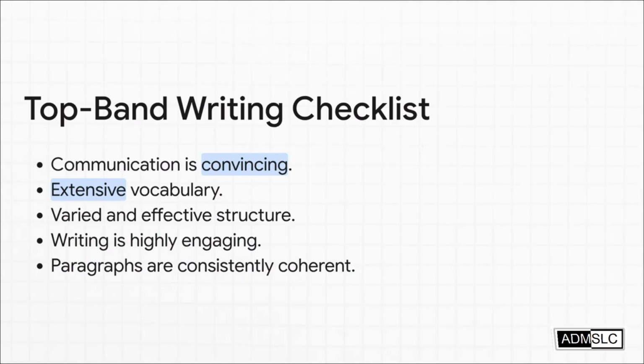And here it is, the examiner's own checklist for a top band answer. They are looking for writing that is convincing and compelling. They want to see you use an extensive vocabulary and show conscious crafting of your sentences. It's not just about what you say, it's about how skillfully you say it.